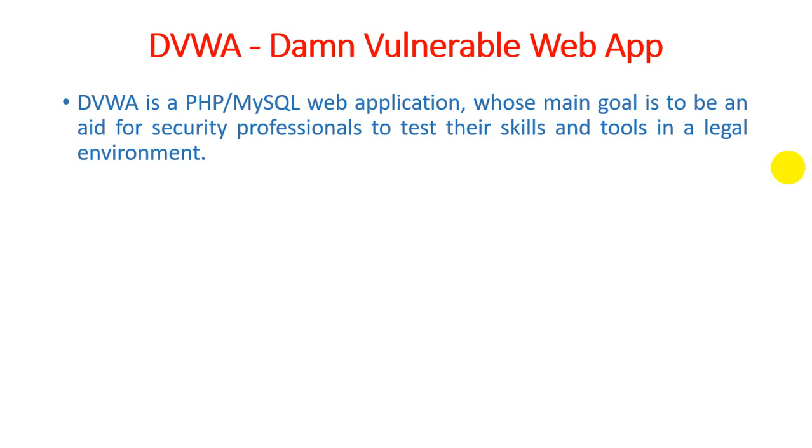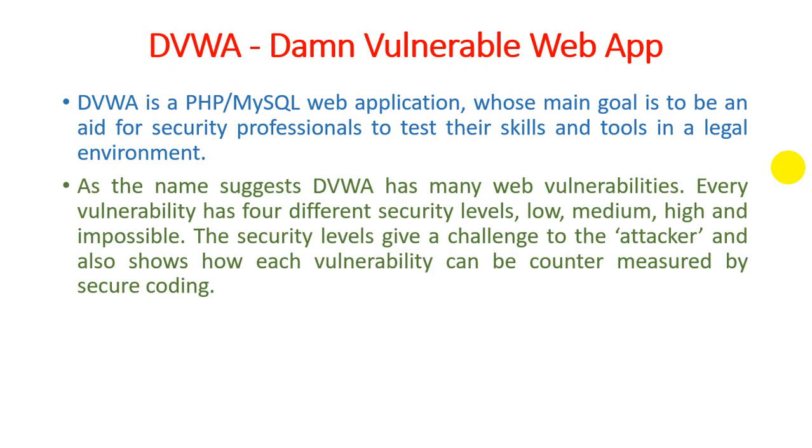What is the real use of DVWA? It is nothing but to provide a kind of tool for developers, or we can say security professionals, to check and verify whether a particular web application is vulnerable or not, and it is freely available on the market. As the name suggests, DVWA has many web vulnerabilities. Every vulnerability has four different security levels: low, medium, high and impossible. All the configuration is part of the DVWA tool, and it provides a GUI version also, so it is really easy to use this vulnerable web application.